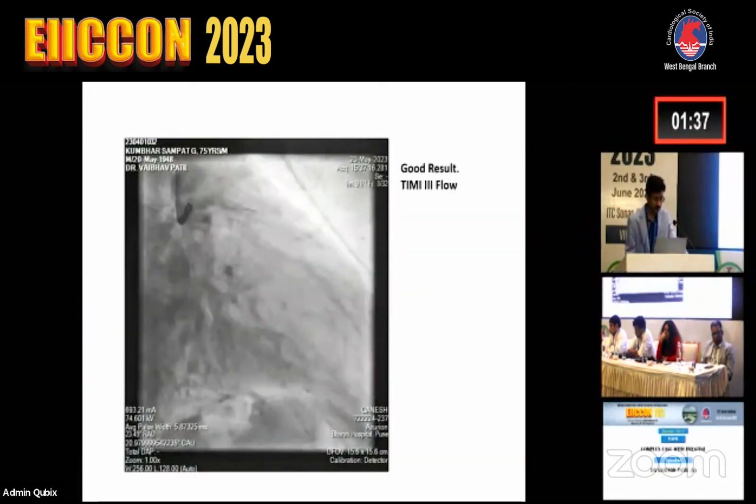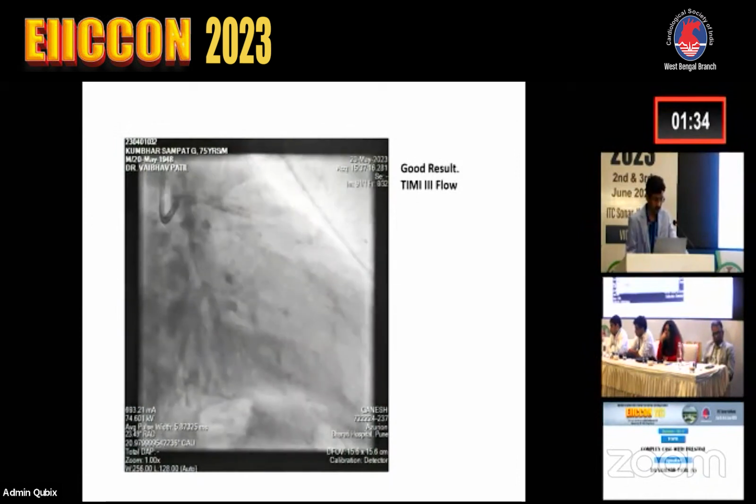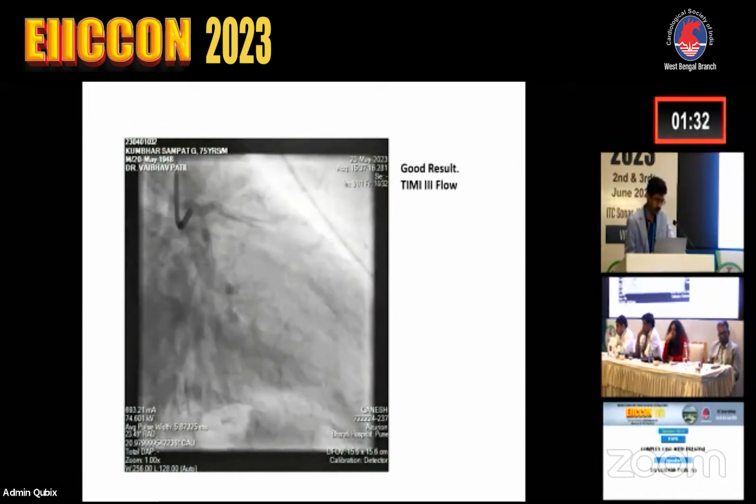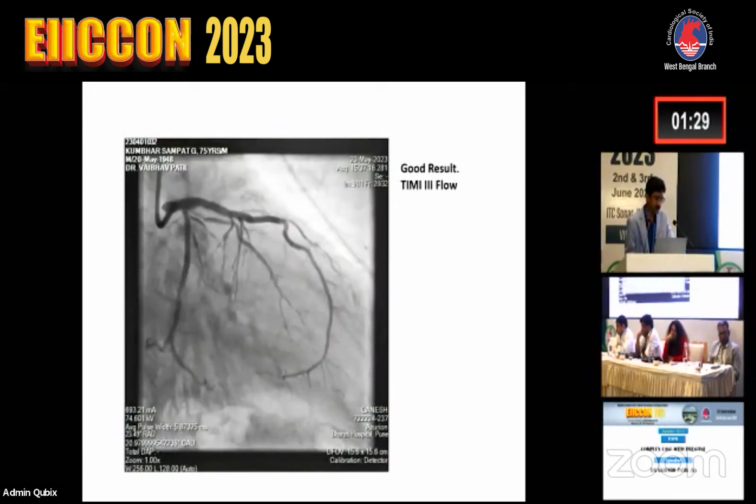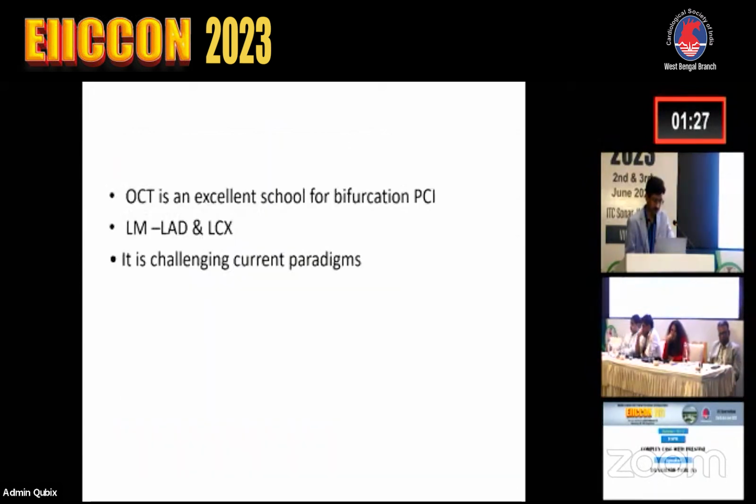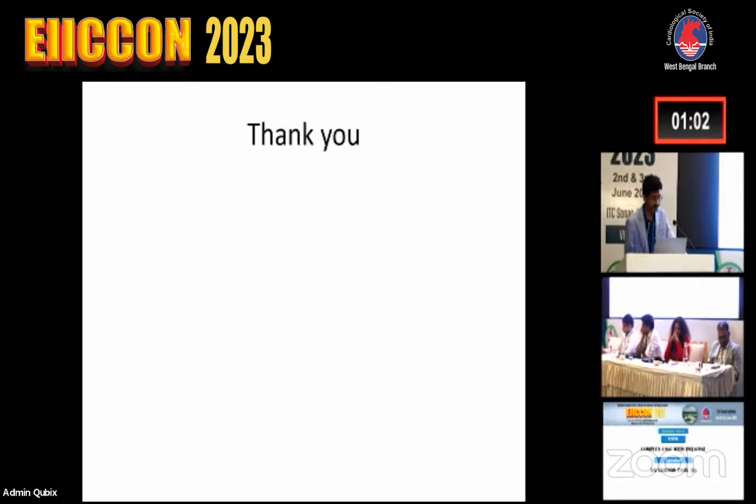This is the final angio. TIMI 3 good flow, left main, proximal LAD and ostioproximal LCX. So for bifurcation stenting, for all bifurcations of the left main, proximal LAD and proximal LCX, you have to do either IVUS or OCT. This is a need. If you are doing it in-house and IVUS is there, you can go with the IVUS, or if OCT is available, you can go with the OCT. Okay. Thank you from my side.